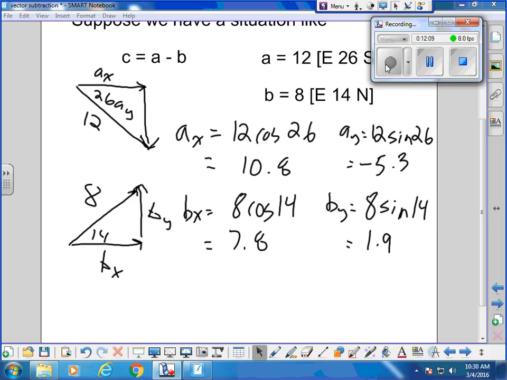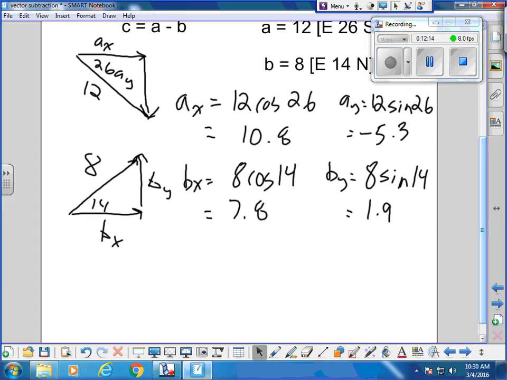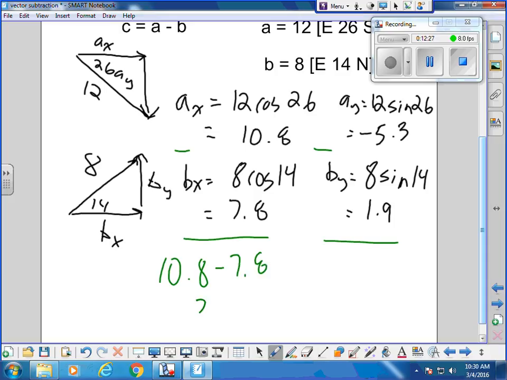Next step now, Nate, is to actually do what? Subtract them. If you want to put a negative sign in there, subtract. So it's going to be 10.8 minus 7.8. Oh, isn't that convenient? I can do that in my head. It's 3.0. And here I've got minus 5.3, and I'm subtracting 1.9. I want to see this step, because that tells me you get that it's subtraction.